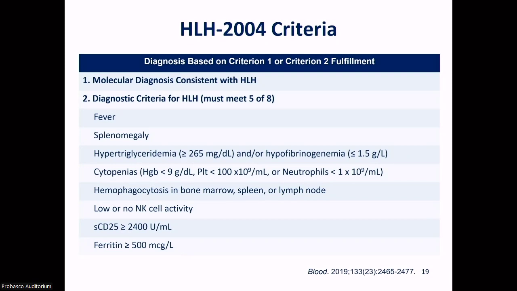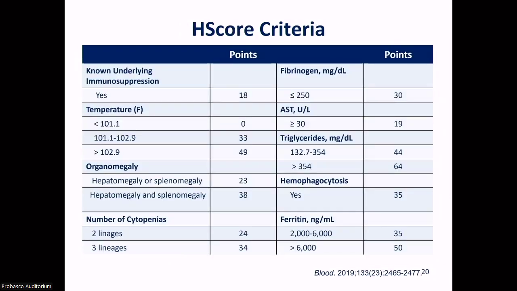Low or no natural killer cell activity. Has anyone ever ordered that lab test before? No. Soluble CD25? No. Yeah, so these things are going to be send-outs and oftentimes not available for a lot of institutions and not very feasible. And to say, getting something like a bone marrow biopsy is not even required for diagnosis and is very invasive.